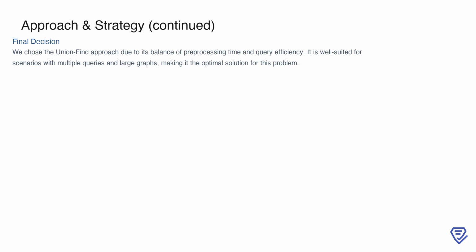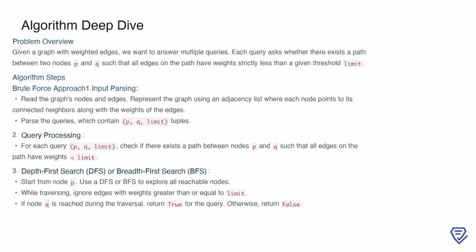In this problem, we are given a graph with weighted edges, and our task is to answer multiple queries. Each query asks whether there exists a path between two nodes, P and Q, such that all the edges on this path have weights strictly less than a given threshold, called the limit.